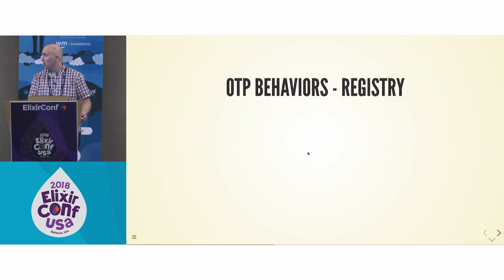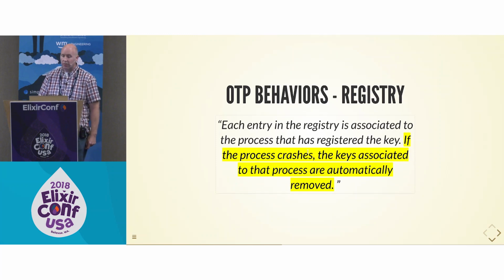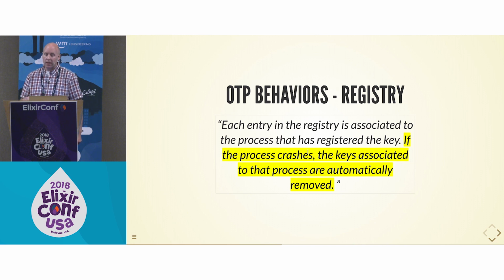So that's where another OTP behavior comes in, and it's called the Registry. According to the documentation, Registry is a local, decentralized, and scalable key-value process storage. It allows developers to look up one or more processes with a given key. If the registry has unique keys, a key points to 0 or 1 processes. In addition to that, each entry in the registry is associated with the process that has registered the key. If a process crashes, the keys associated to that process are automatically removed. So that seems to handle the case where if a process dies, the registry is going to monitor that process. When it sees that it goes down, it's going to remove it from the registry.